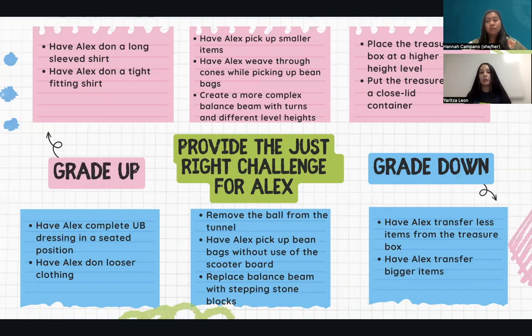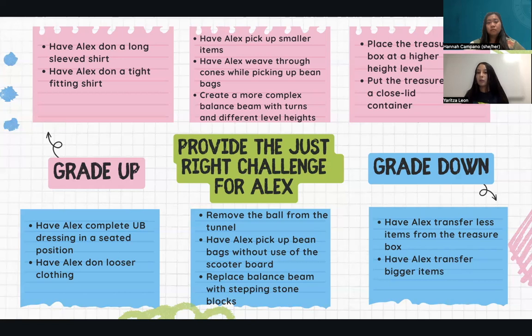For the sensory motor play, we can make it more complicated by having him pick up smaller items instead of the beanbags. We can have him weave through cones while picking up beanbags on the scooter board. And we can create a more complex balance beam with turns and different level heights, as this is going to make it more difficult for him to balance and coordinate his body.